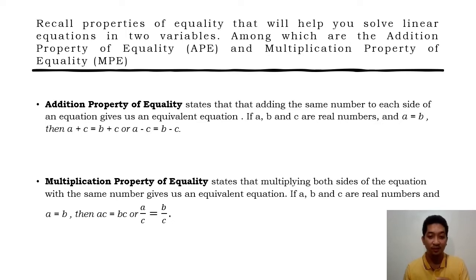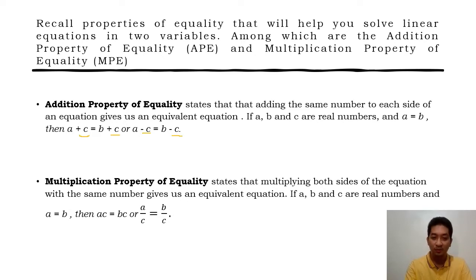If A, B, and C are real numbers and A is equal to B, then A plus C is equal to B plus C, or A minus C is equal to B minus C. So as you can see, with this statement, C was added on both sides of the equation. So that will give you A equals B as the same as it is, or it can be A minus C, B minus C. It is still the same, A equals B. Later on, mas madali yan maintindihan.